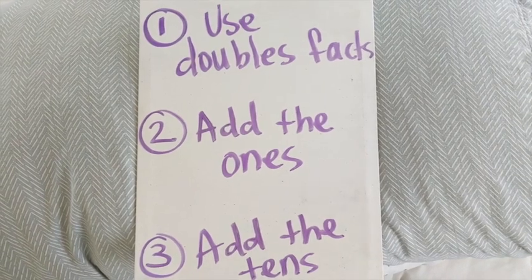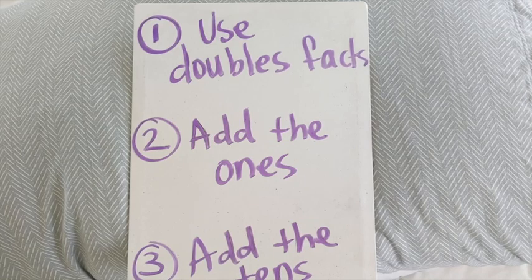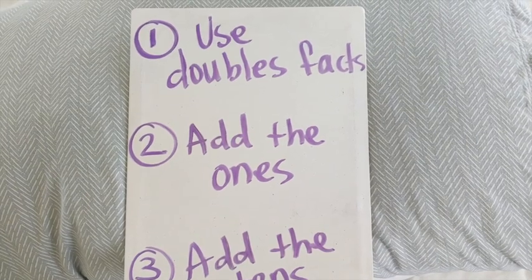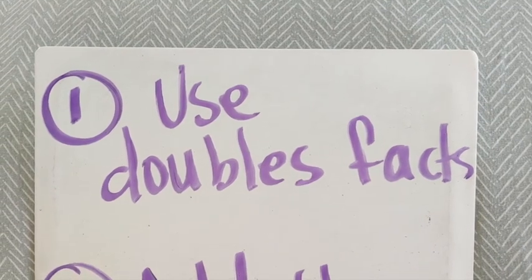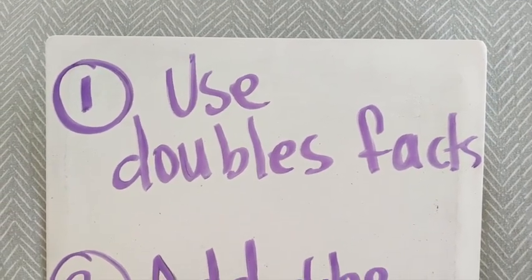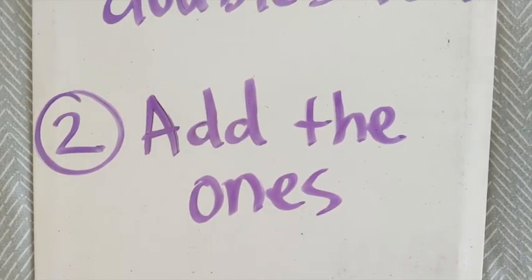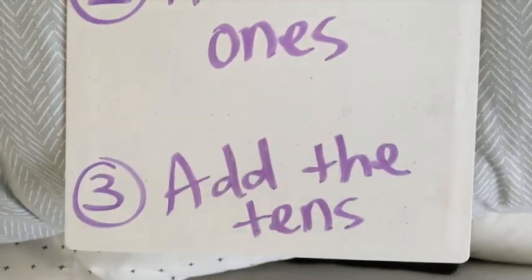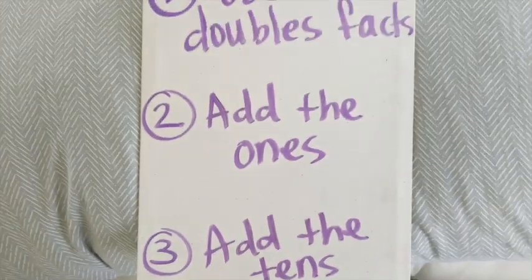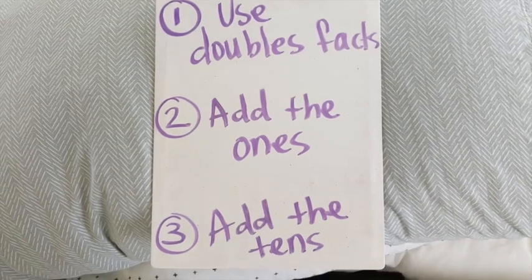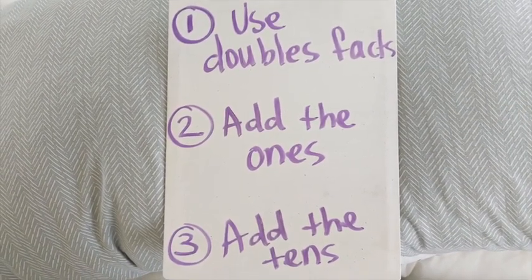Okay, so just to go over everything we did today is we used mental addition, adding in our heads. One way we did that was to use doubles facts. The second way we did that was to add the ones place. And the last thing we tried was to add the tens place. Now go ahead and turn to your workbook and practice the 3 different ways to add mentally.